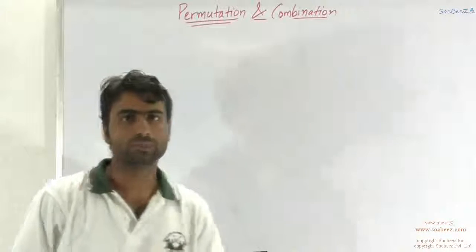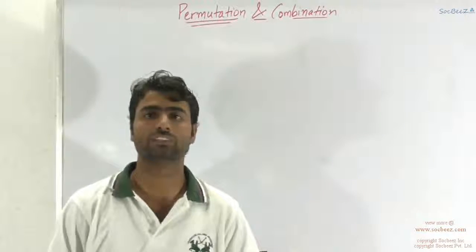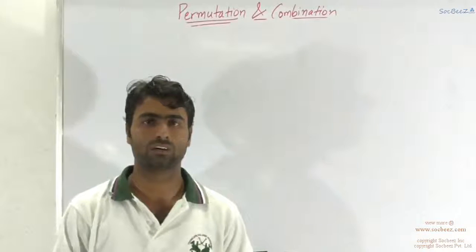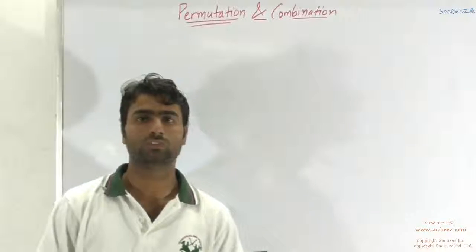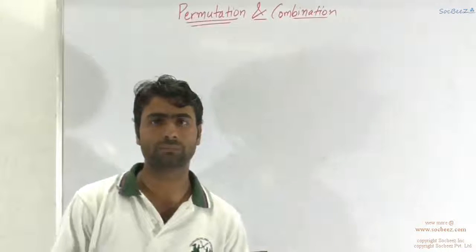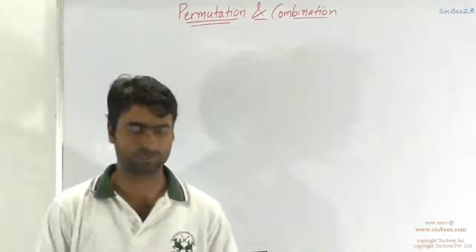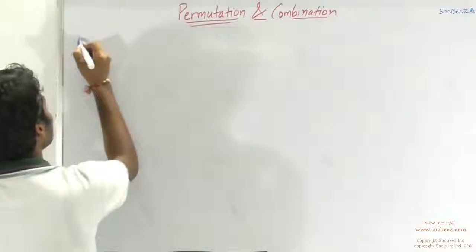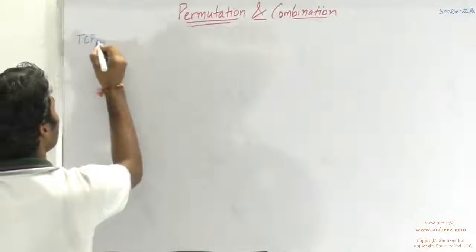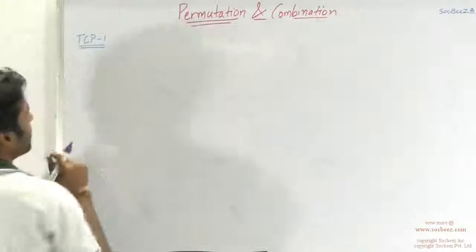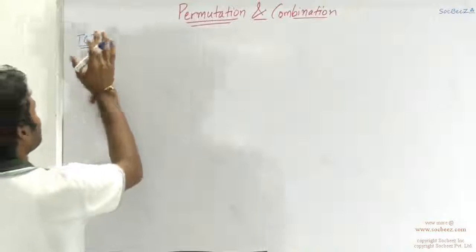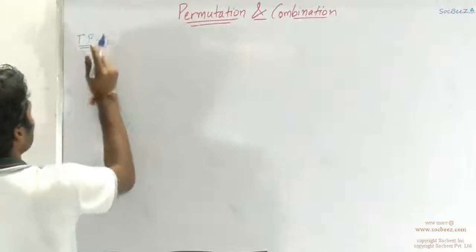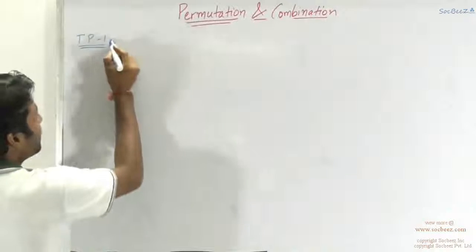Hello friends, we'll be continuing with the chapter Permutation and Combination today, and we will learn some typical problems in permutation and combination. So we'll be doing some typical type of problems and how to solve them. We'll begin with the first type of problem, that is typical problem set, TP1. That is a typical problem set number 1.